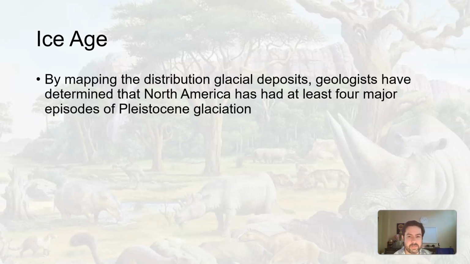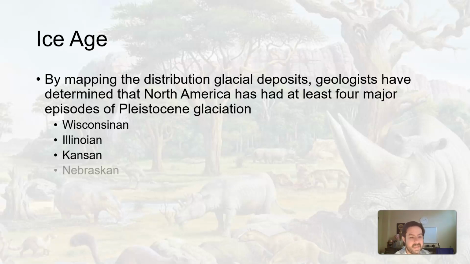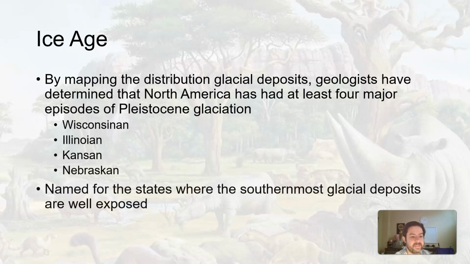By mapping some of these deposits, like moraines and other things, we've determined that North America had at least 4 episodes of Pleistocene glaciation, and they're named the Wisconsin, Illinoisan, Kansan, and Nebraskan. And they're all named for the states where the southernmost glacial deposits, due to the glacier, are well exposed. That's where they got their names.